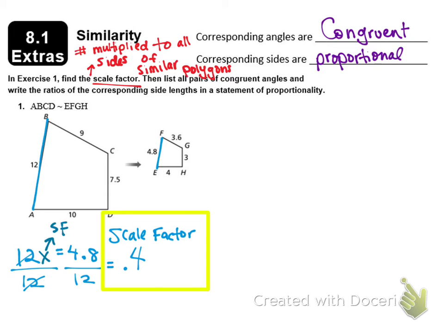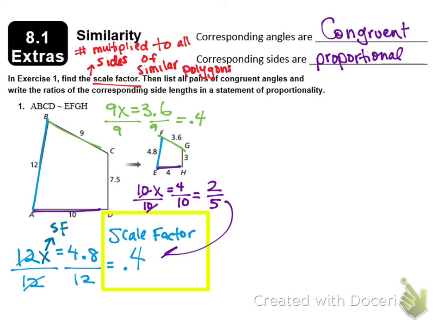It doesn't matter what sides you picked. If you had picked 9 and 3.6, 9 times the scale factor gives you 3.6. Any way that you do it, you still get 0.4. Remember how I said we prefer improper fractions over decimals? You started with decimals, so you're going to end up with a decimal. But had you done 10 and 4, 10 times the scale factor gives you 4. Divide by 10. What does this reduce to? 2/5. This is equivalent to 0.4.